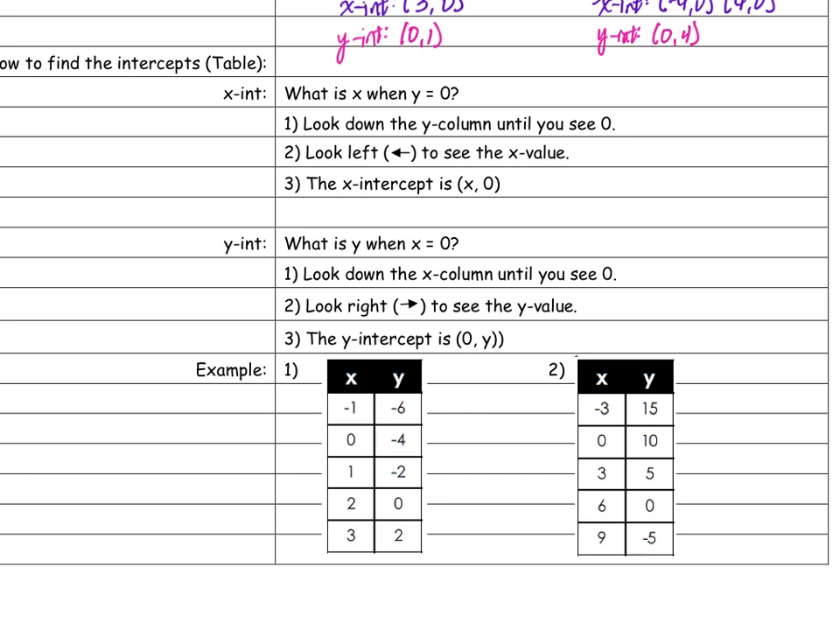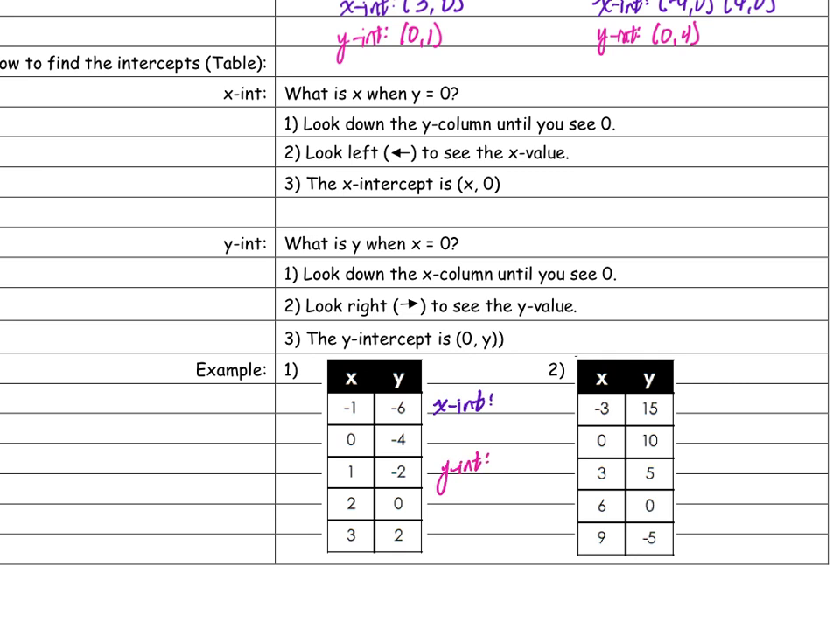And then I'm going to write my y-intercept as, oh, there's 2 parentheses there, as 0, y. So that's how we're going to do it. So we're going to follow the directions. I'm going to write my x-intercept, and I'm going to write y-intercept.